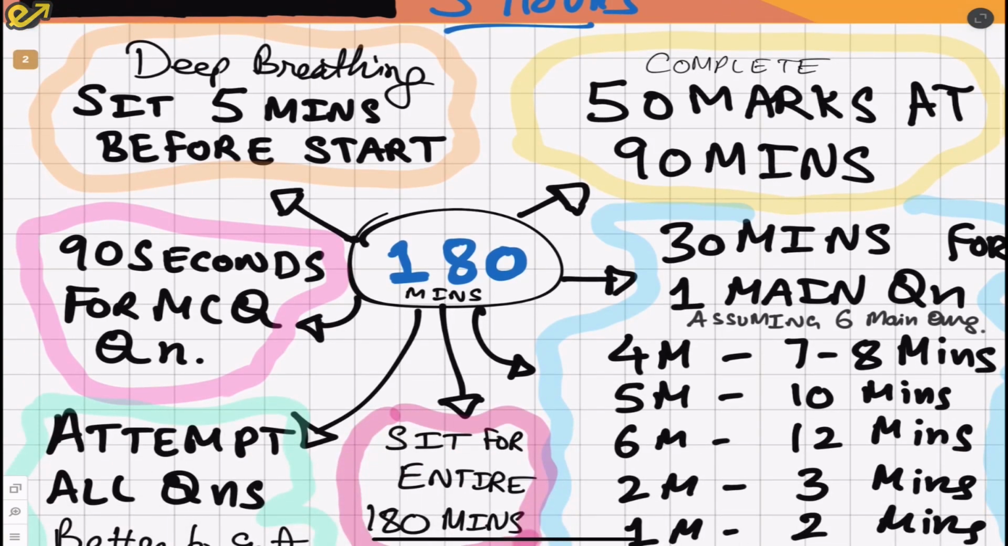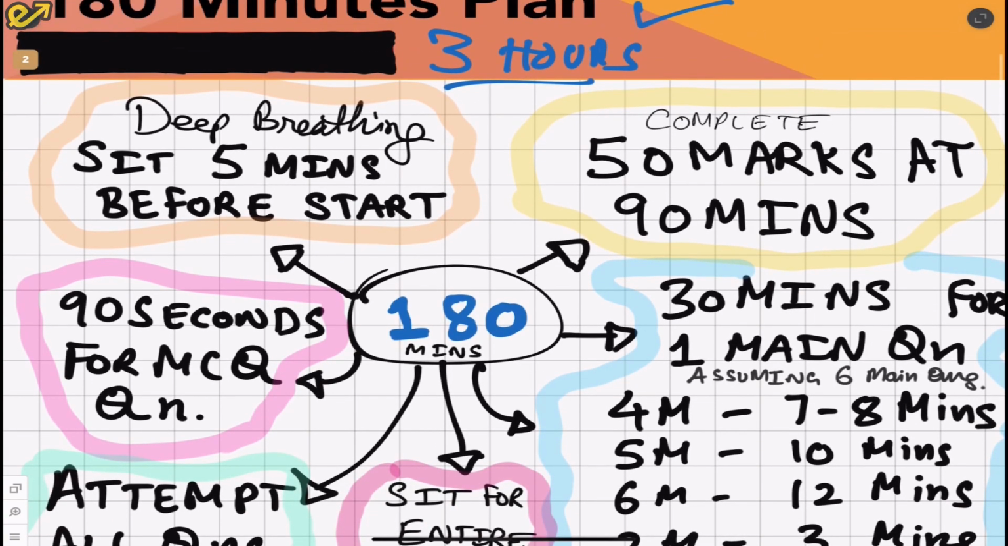So in 180 minutes, the first thing you have to do is that please go sit 5 minutes before the start of the exam. If your exam is at 2 p.m., please make sure you sit in your place at least by 1:55. If you can sit by 1:50, very good, but at least 1:55, and start doing some deep breathing sitting in your place. You may think, what is this? This is to have more oxygen to your head so that you can remember everything you have studied.